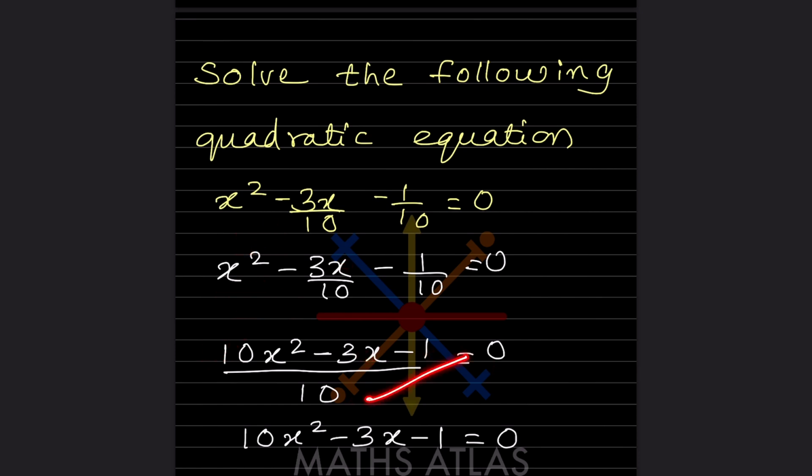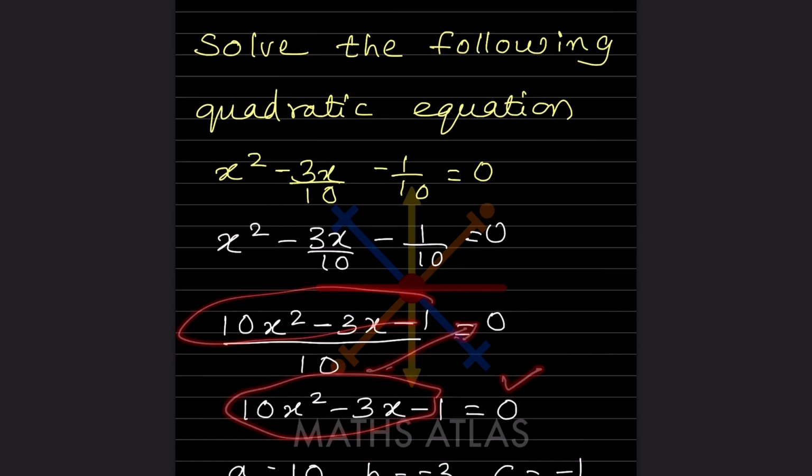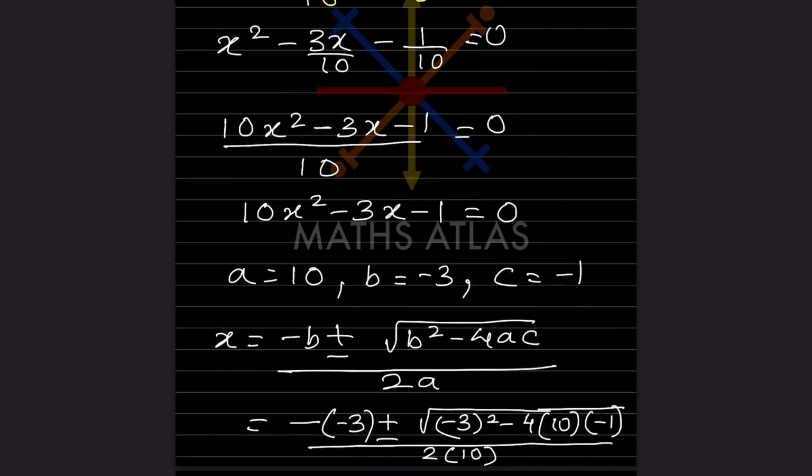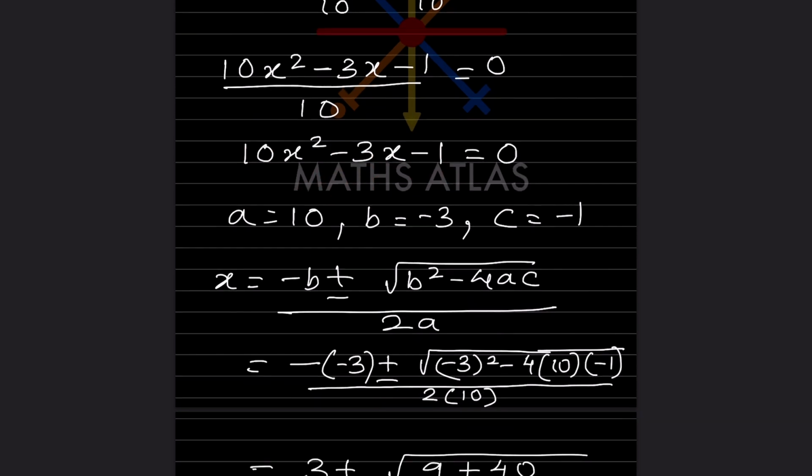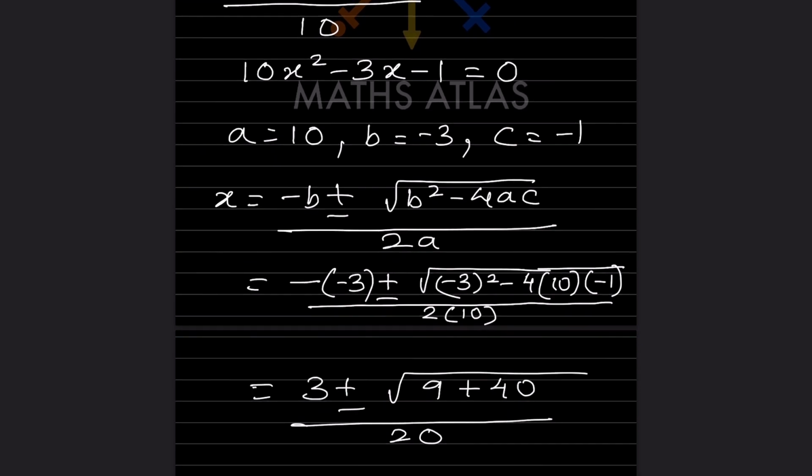So now this you can take on this side. So 10 into 0, that is going to be 0. This remains the same. So what will you get here? A is 10, B is minus 3, and C is minus 1. So now these values you are going to put in this equation. After putting the values, just put the values and see.